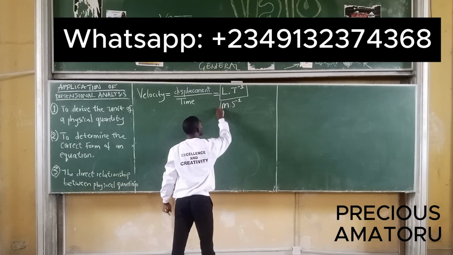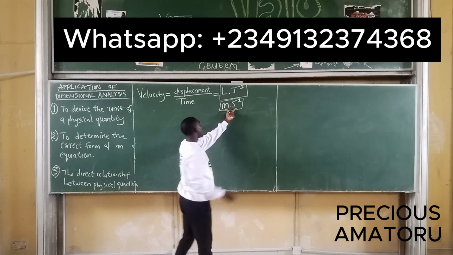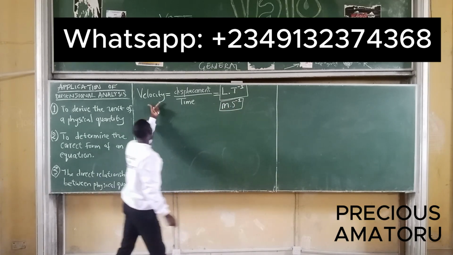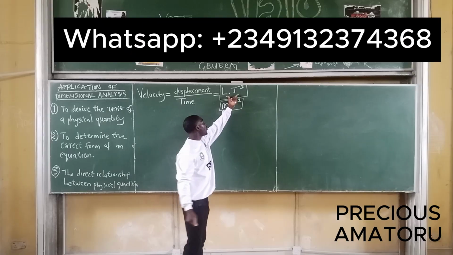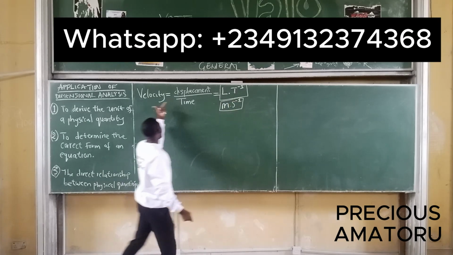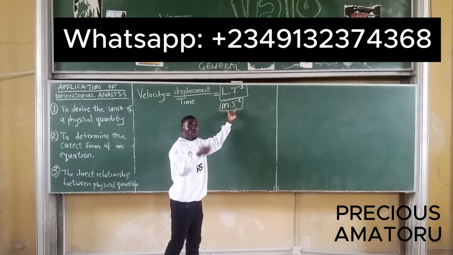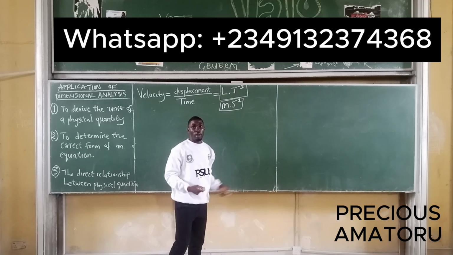So this is now the unit for velocity. So with the help of the dimension of velocity, we've derived the unit for velocity.